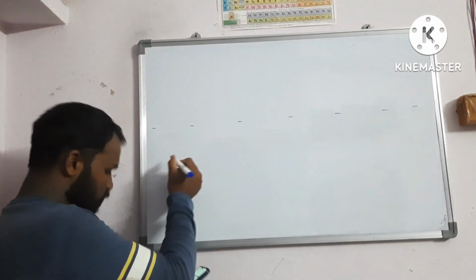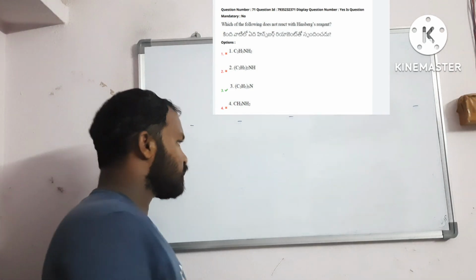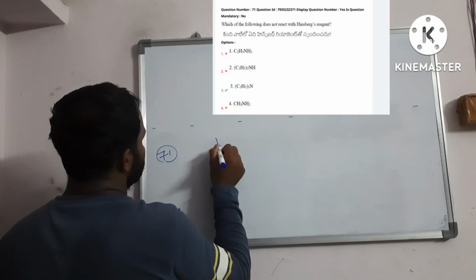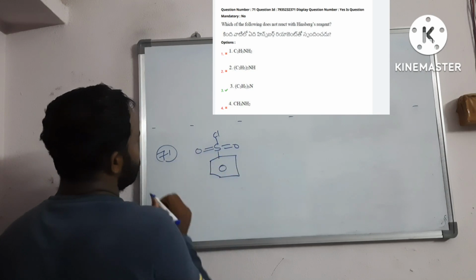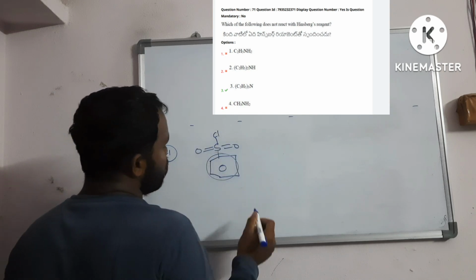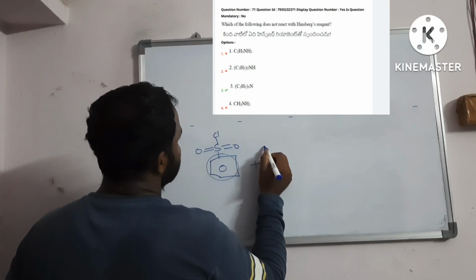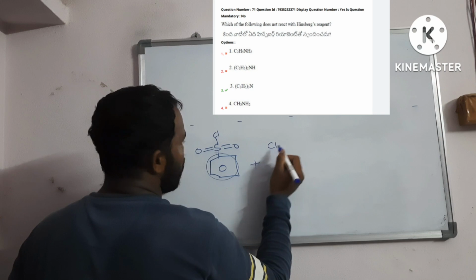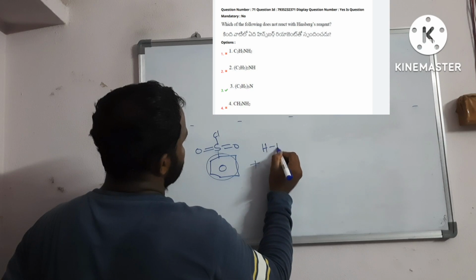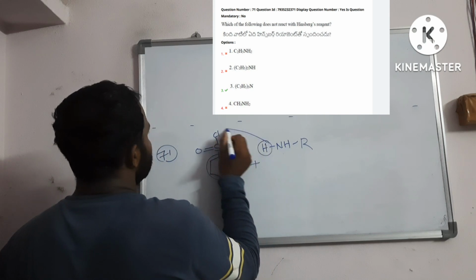Next, question number 71. Which of the following does not react with Hinsberg reagent? What is the Hinsberg reagent? Hinsberg reagent is benzene sulfonyl chloride, an aryl sulfonyl chloride. In the presence of a primary amine, I will take an alkyl group with NH2, R-NH2. This hydrogen and this Cl get removed.